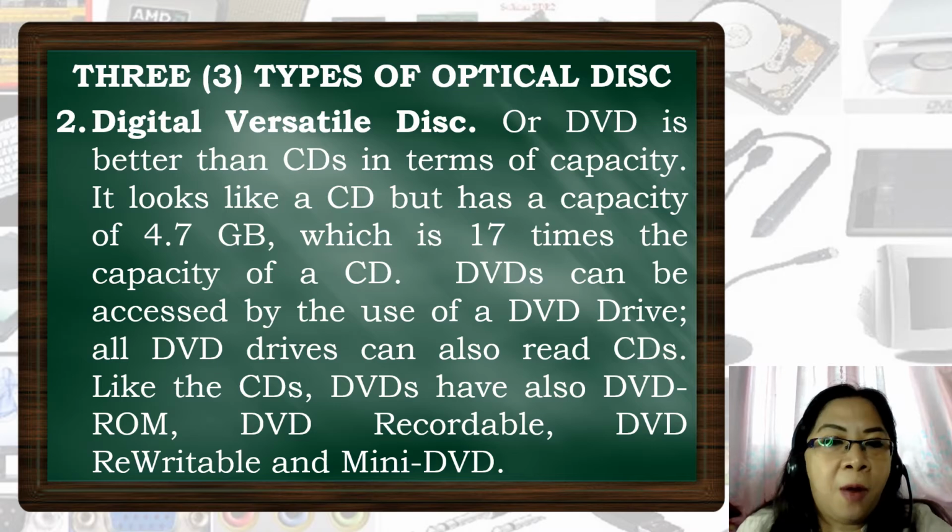The second type of optical disc is the Digital Versatile Disc or DVD. It is better than CDs in terms of capacity. It looks like a CD but has a capacity of 4.7 gigabytes, which is 17 times the capacity of a CD. DVDs can be accessed by the use of a DVD drive. All DVD drives can also read CDs. Like the CDs, DVDs also have DVD-ROM, DVD recordable, DVD rewritable, and mini DVD.